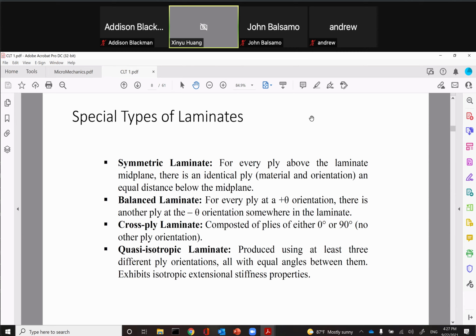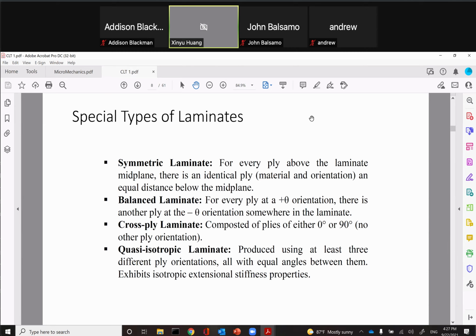Now, if you change your sequence, you do plus minus 30, plus minus 45, plus minus 10, it's still balanced. Plus minus 30, plus minus 10, minus 45. You split 45 on top and bottom, it's still balanced. So this is a loose requirement. It requires that where there's plus theta, there's minus theta. It doesn't matter where you place them, as long as it is balanced. Okay.